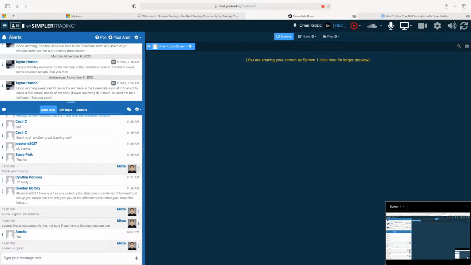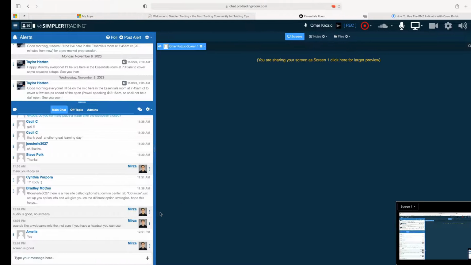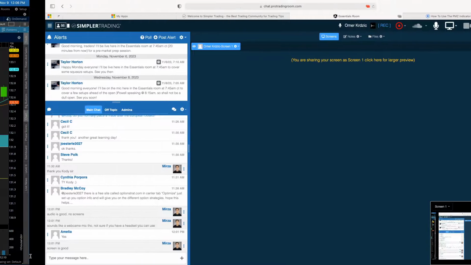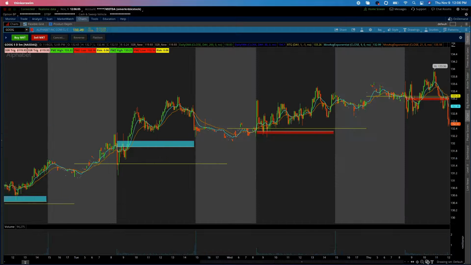Double check the chat here. Is anyone here familiar with the PMZ? Has anyone used it? Mirza, I know Mirza's used it. Mirza's been trading it on the SPY, and he's been doing really well with it. So shout out to Mirza. I know Melissa has used it, and she trades with something like a 70-80% win rate, which is insane.